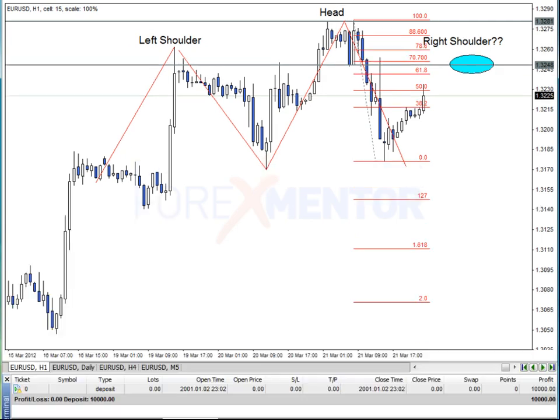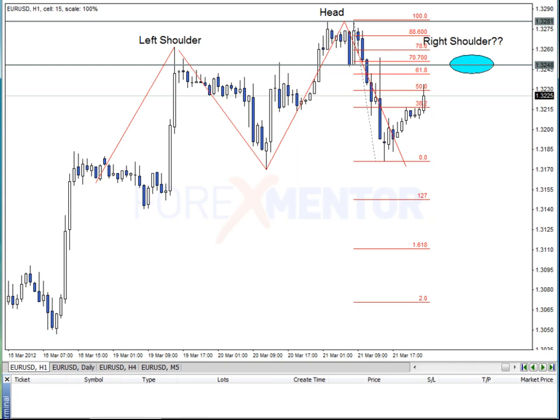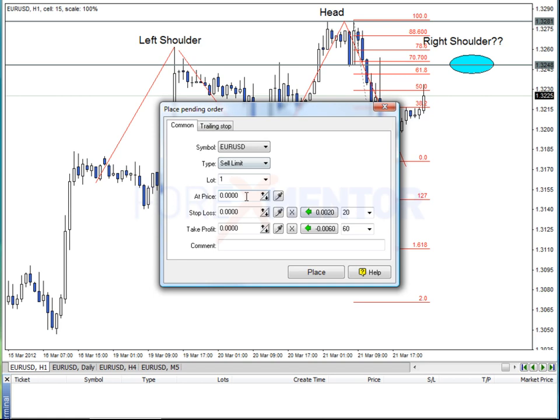So we go to our platform, go to pending orders, new pending order. We're going to sell. I'll keep it really simple and just trade it at one standard lot. 32.50 would be the area of interest, and we want to stop above the high. Have a look at the high here, it's 32.35. So I want to put a stop just above that.